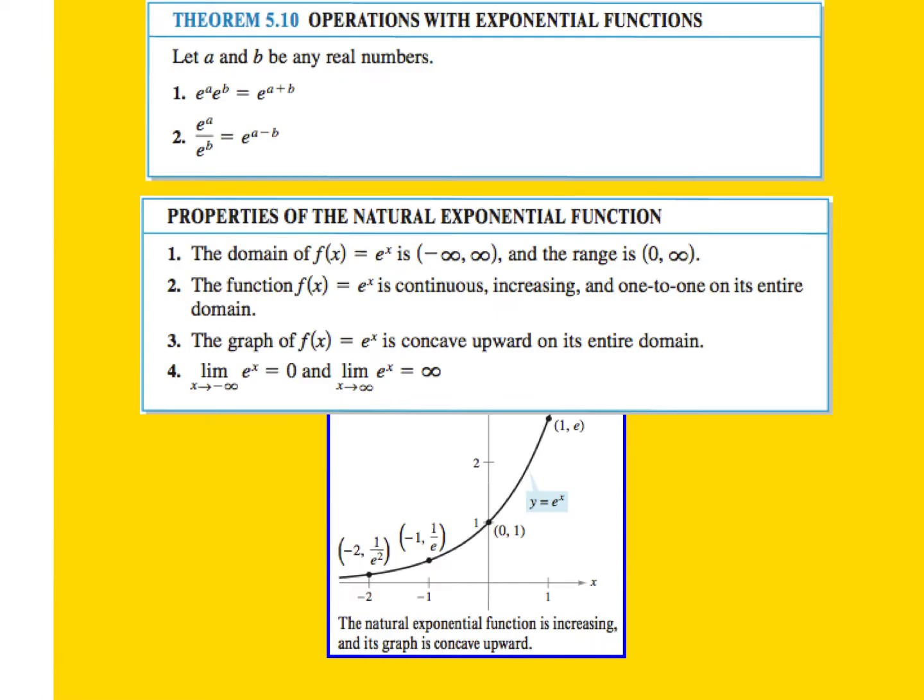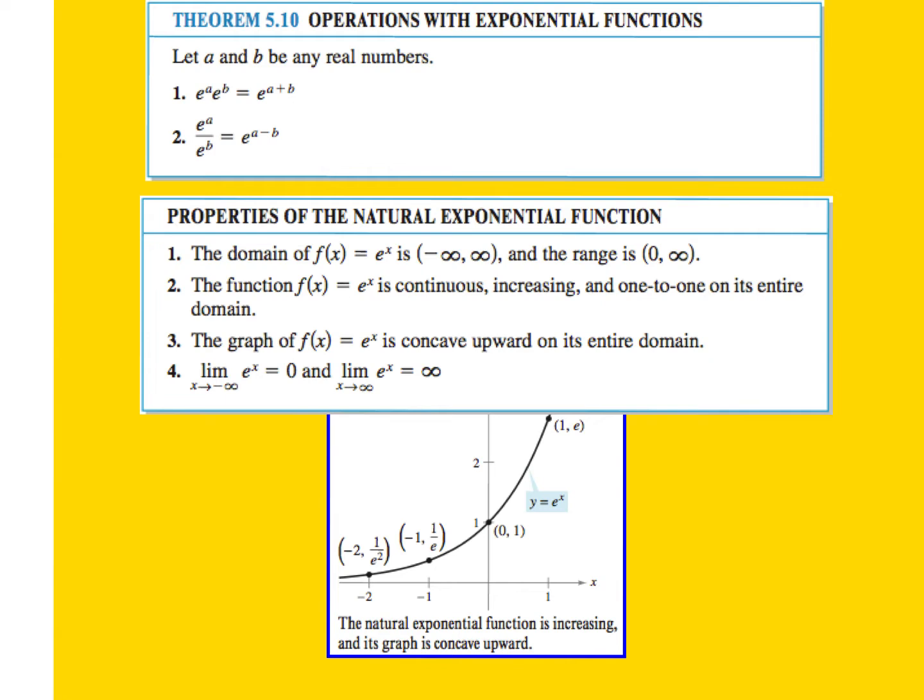Real quick, we also need to talk about a little bit of exponential rules. If I have the same base, so my base is e, and things are being multiplied, what happens to those exponents? They add. If I have things with the same bases being divided, in this case e, the exponents are subtracted.